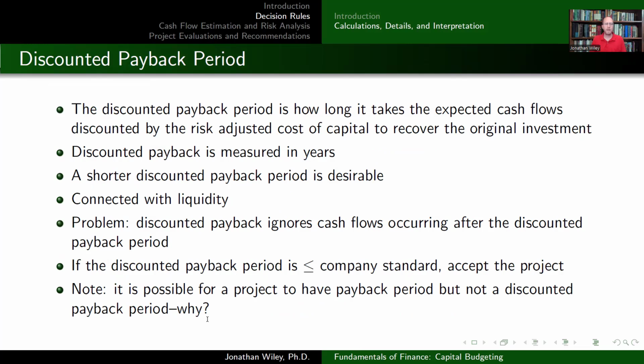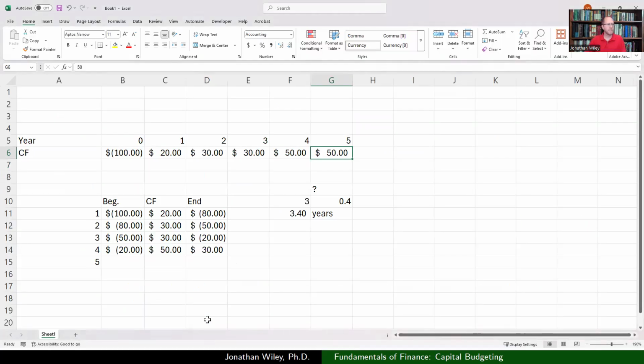So discounted payback is how long it takes the expected cash flows, discounted by the risk-adjusted cost of capital, to recover the original investment. So if we go back to the spreadsheet, basically what we're going to do is, instead of using the raw cash flows here, put in a line of present values, calculating the present value of each cash flow here.